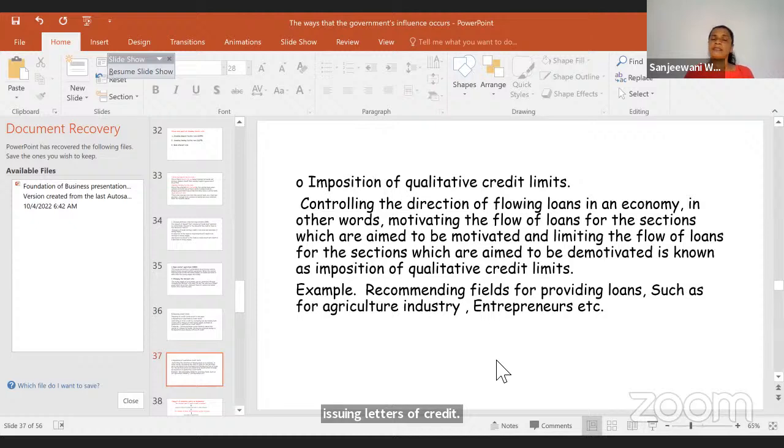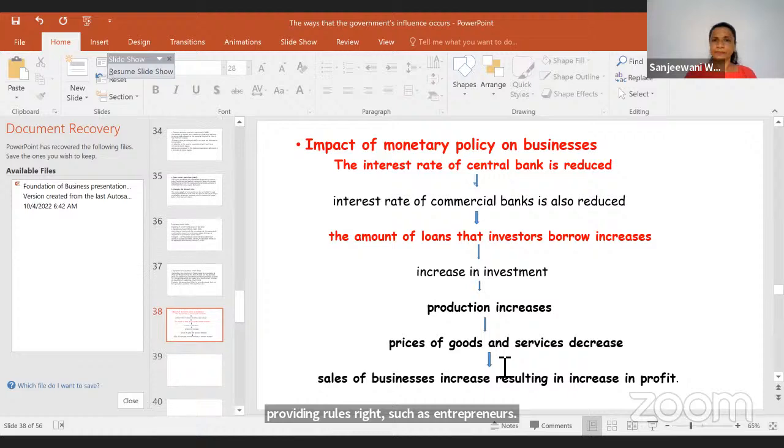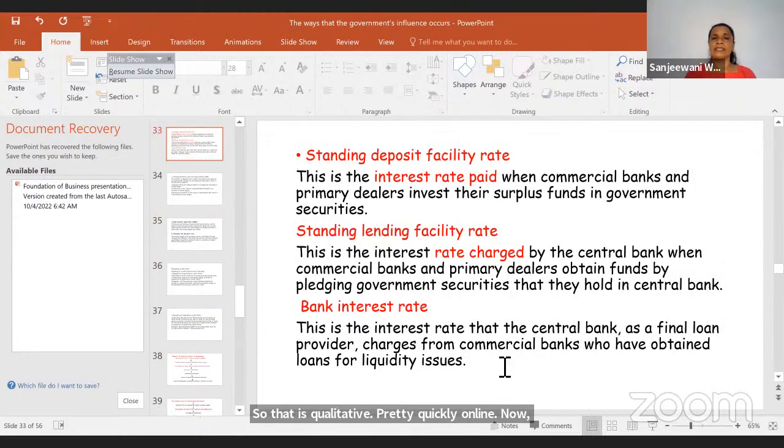The other one is imposition of qualitative credit limits. This is not from the numbers, right? This is from quality, right? Such as recommending fields for providing loans, such as agriculture and entrepreneurs. So that is qualitative credit limits. All right.